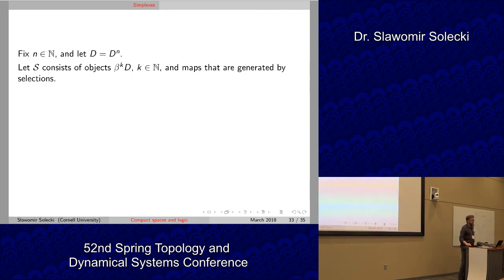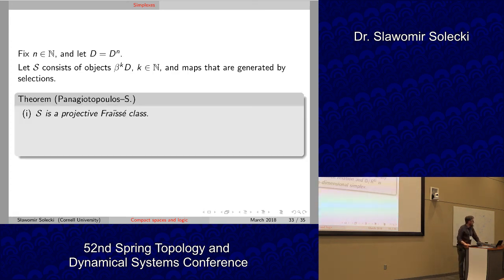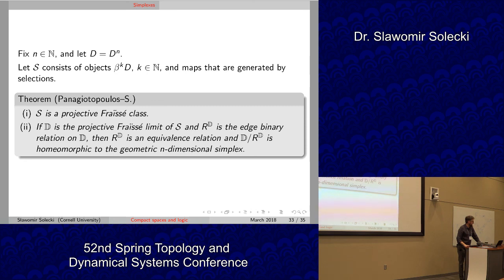And my maps, I just look at maps coming from identity, closed under composition, throw in the selection maps, this is the key ingredient, and close the class under barycentric subdivision. So if I have a morphism, I apply beta to it, it's still there. And so, as it turns out, this is a projective Fraïssé class.